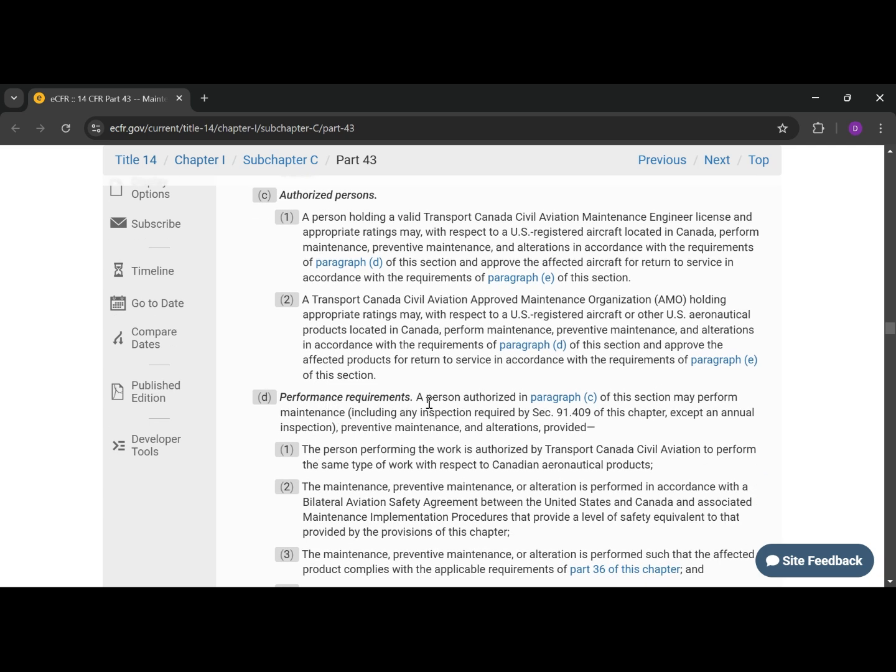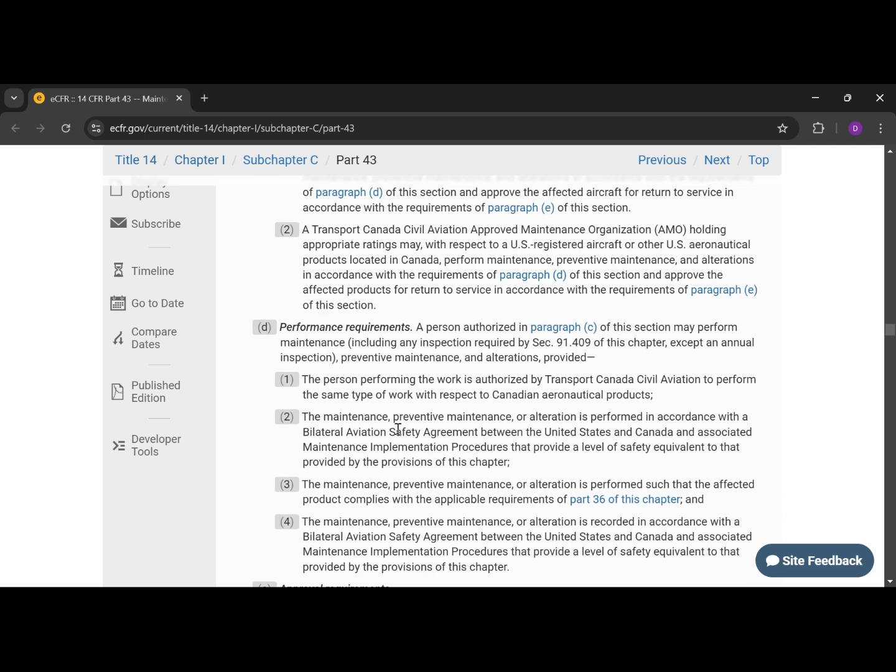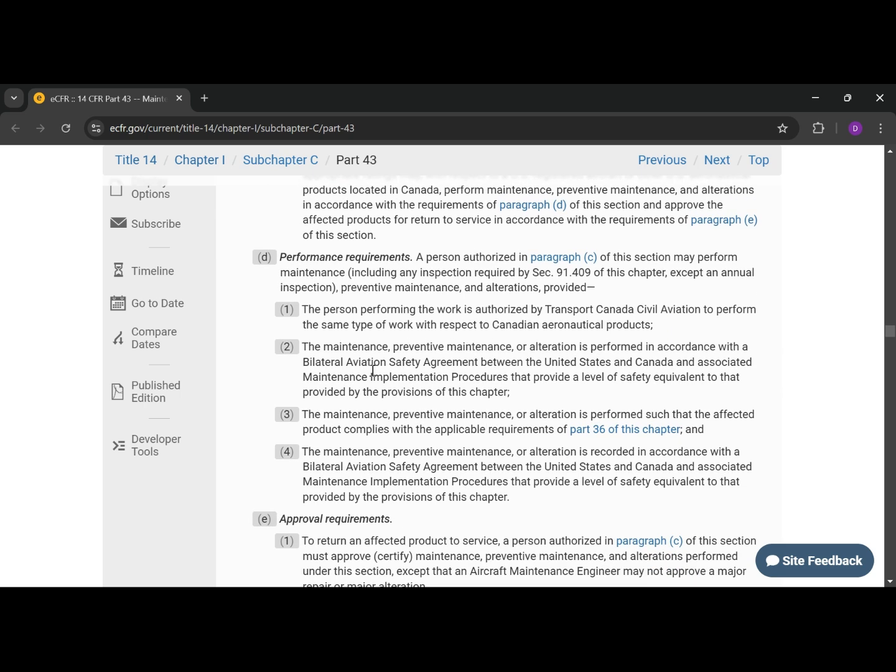Performance requirements. A person authorized in paragraph C of this section may perform maintenance, including any inspection required by section 91.409 of this chapter, except an annual inspection, preventive maintenance and alterations provided: The person performing the work is authorized by Transport Canada Civil Aviation to perform the same type of work with respect to Canadian aeronautical products.